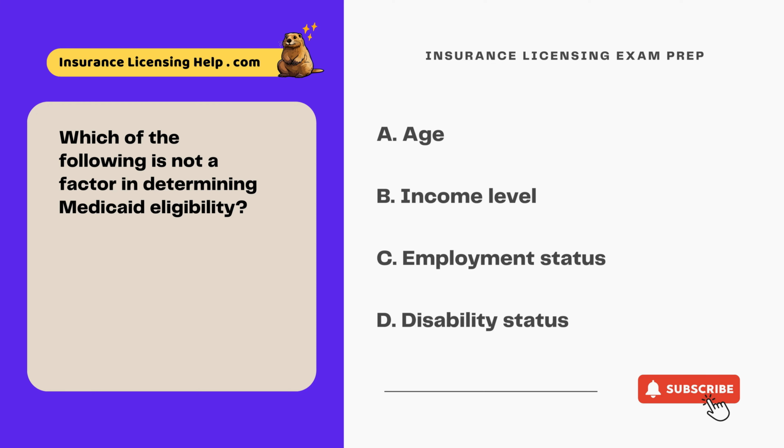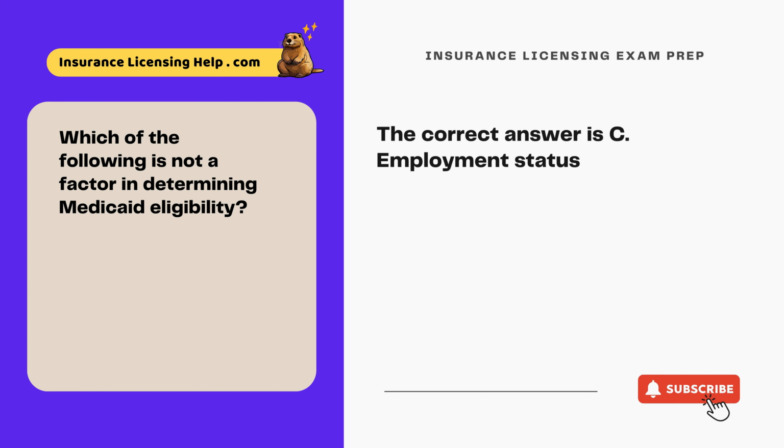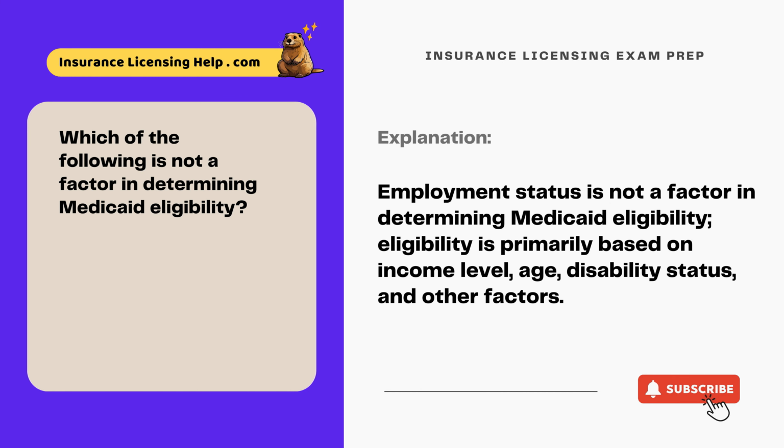Which of the following is not a factor in determining Medicaid eligibility? B, income level. C, employment status. D, disability status. The correct answer is C. Employment status. Employment status is not a factor in determining Medicaid eligibility. Eligibility is primarily based on income level, age, disability status, and other factors.